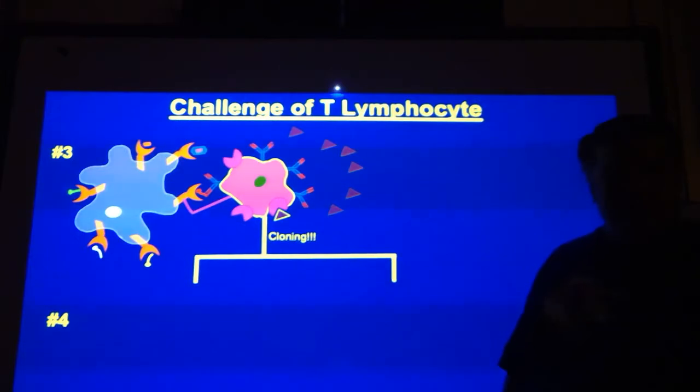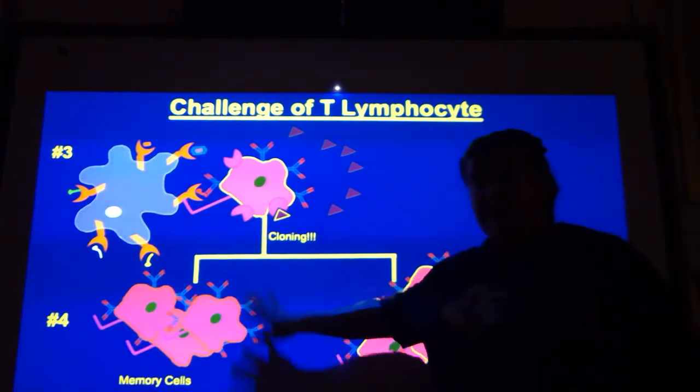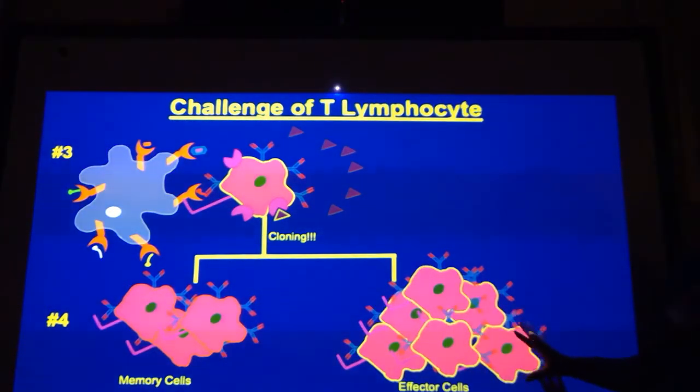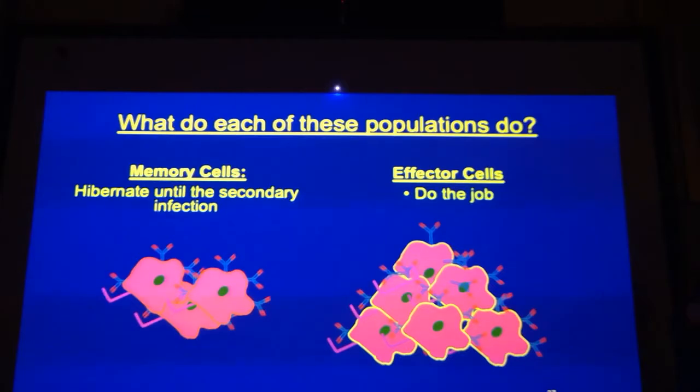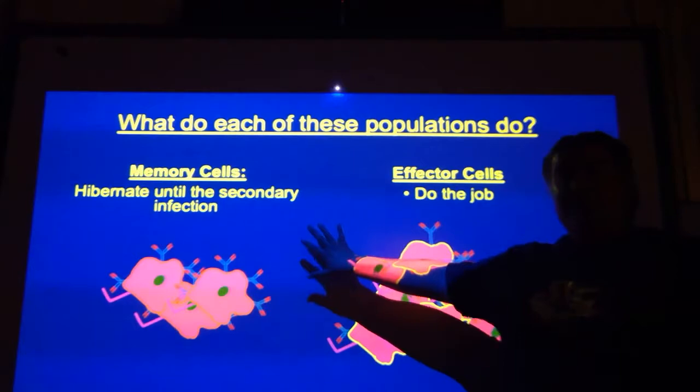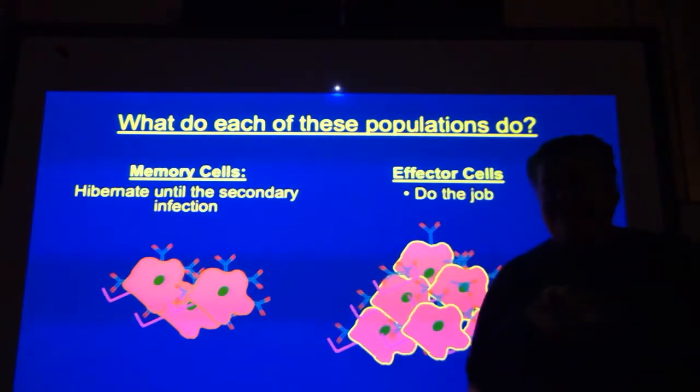Remember what I said, I have two populations of cells. The memory cells get put away for later, and then I have the effector cells that do a job. Depending on which T cell you're talking about, the jobs vary. That's why I didn't put anything specific. The memory cells, though, they don't do anything right now.